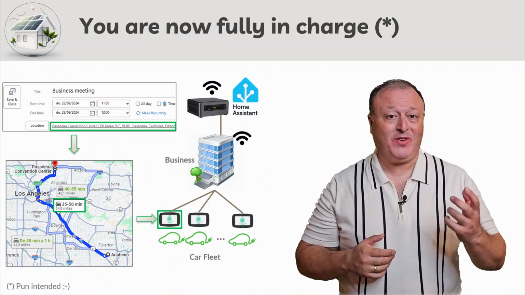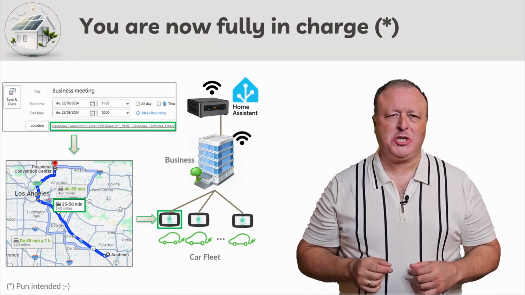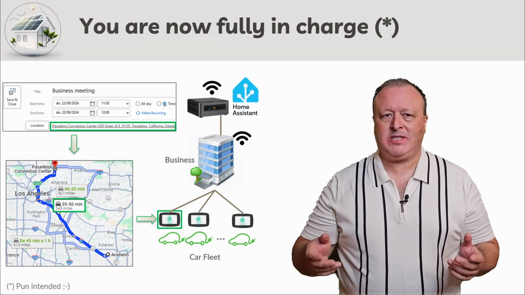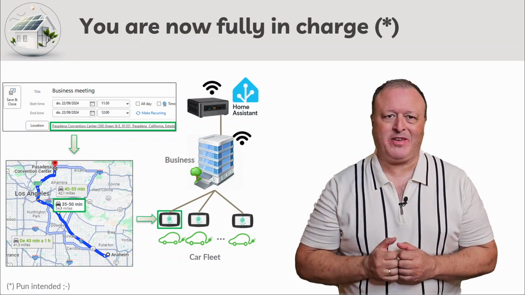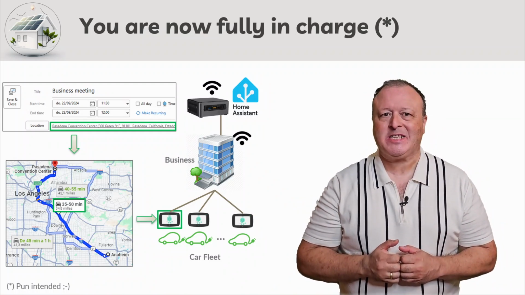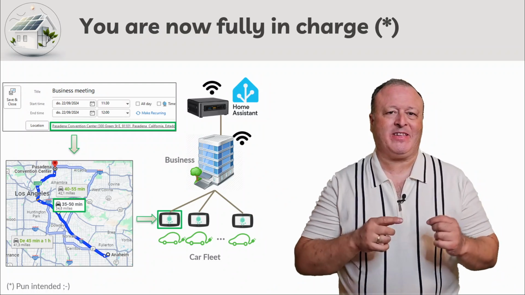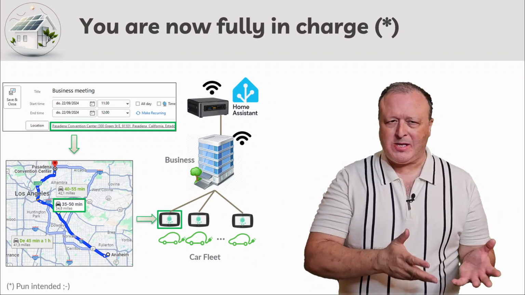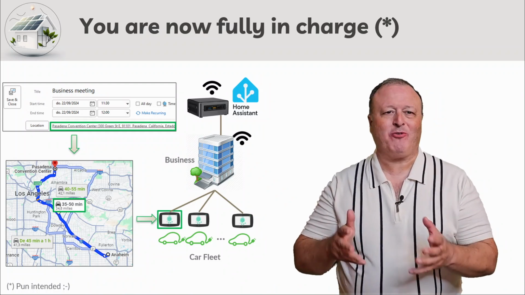You want to manage a fleet of cars and prioritize charging all cars whose drivers have a business meeting or a delivery? Also easy with the calendar integration and Google Maps integration. Charge until the distance reported by Google Maps is exceeded in the car range telemetry. And so on. I mean, the possibilities are only limited by your imagination.